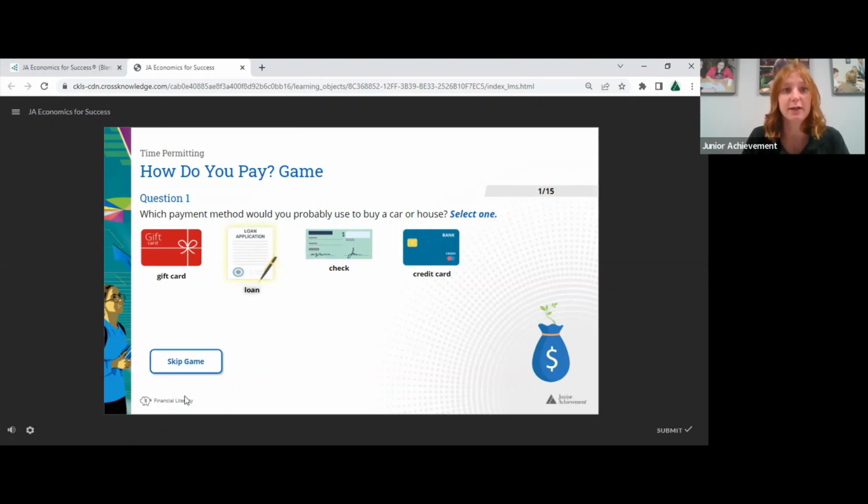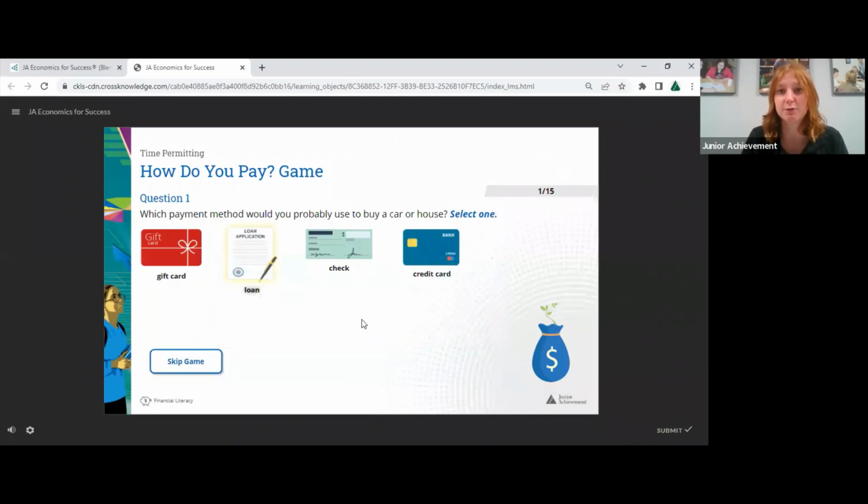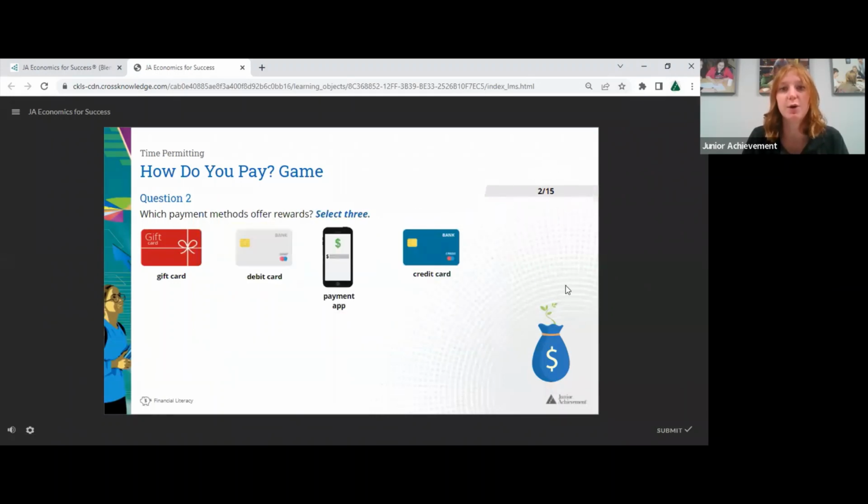If you don't have time for the game, you can skip the game. I'm going to play it for a little bit today. We're going to hit submit, and we know it's correct. It will tell you if it's wrong. Then you'll advance to question 2, and you'll see over here our little plant of money will grow as we get questions right. Now that we're on to question 2, our skip game has disappeared. So again, please make sure you leave time to play the game.